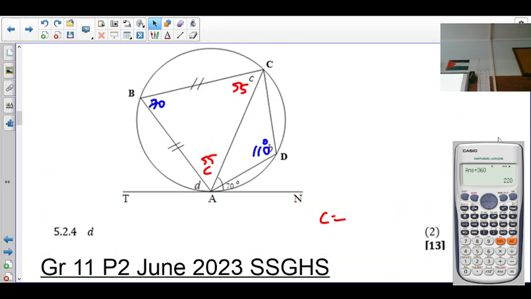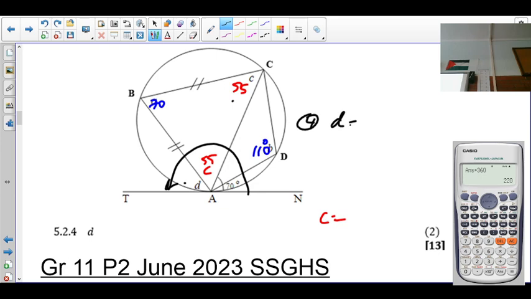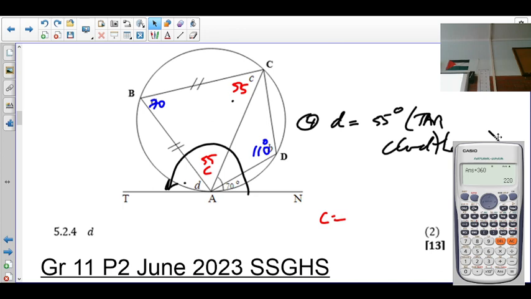Okay. Lowercase d, what do we have here? It's either this angle and that angle is going to be the same. Answer? Why? The theorem: angles on a straight line. So D is equal to 55 degrees. Then chord theorem. Okay. Any confusion there? No.